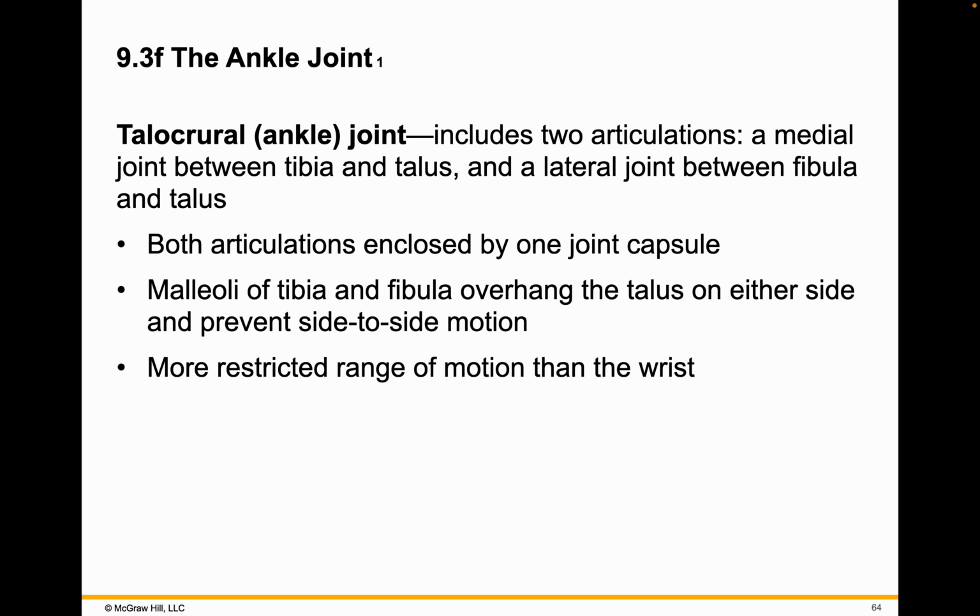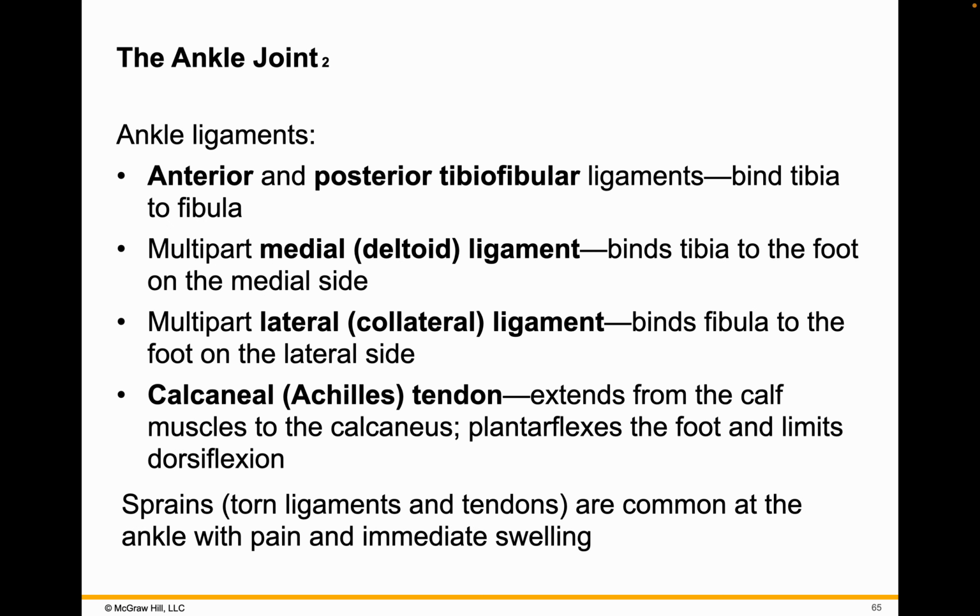The ankle joint, talocrural, includes two articulations: the medial joint between the tibia and the talus, and the lateral joint between the fibula and the talus. Both articulations are enclosed by a single joint capsule. The malleoli of the tibia and fibula overhang the talus on either side. That helps prevent side-to-side motion, and gives us a more restricted range of motion than we have in the wrist.